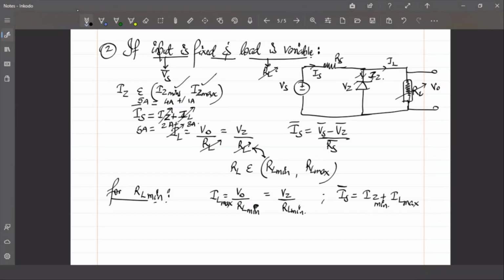Right? In that particular case, what will be the boundary condition? The boundary condition is when this IZ minimum is equal to or almost equal to 0. We had seen that minimum value we are taking to be 0. That means at that condition IS becomes equal to 0 plus IL.